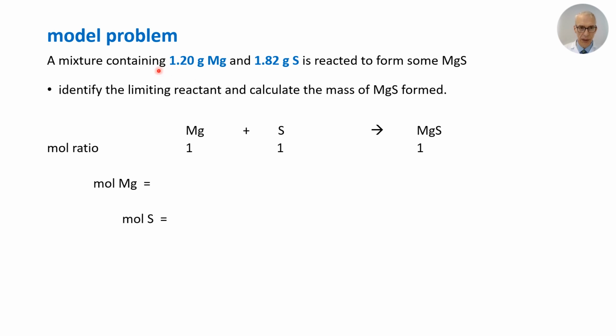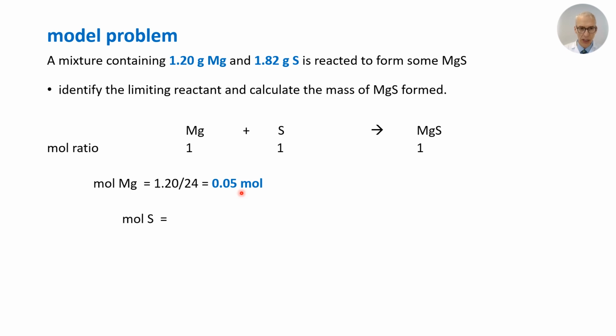This problem has 1.2 grams of magnesium and 1.82 grams of sulfur reacted to form some magnesium sulfide. The question is, identify the limiting reactant and calculate the mass of magnesium sulfide formed. Well, we have an equation, 1 magnesium to 1 sulfur to 1 magnesium sulfide. The first step is to calculate the moles of magnesium. Well, 1.2 grams divided by 24 is 0.05 moles.